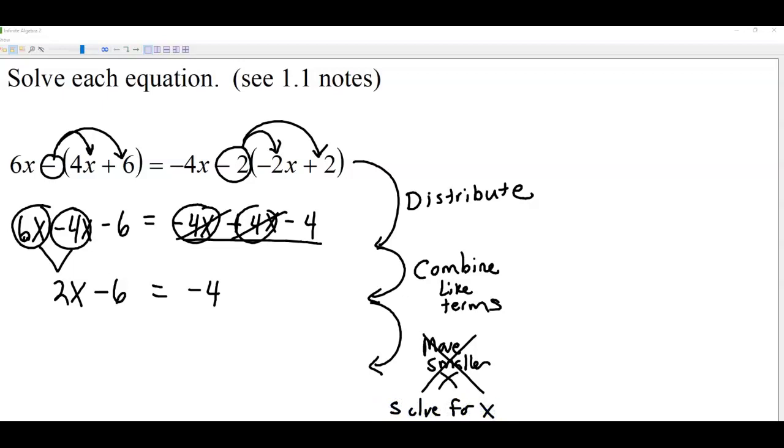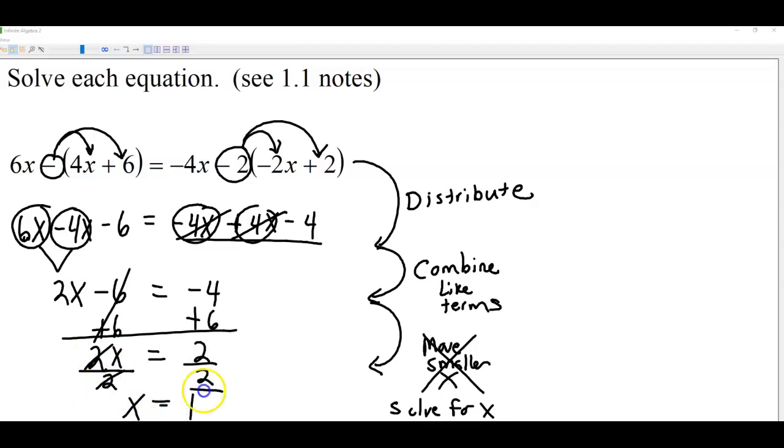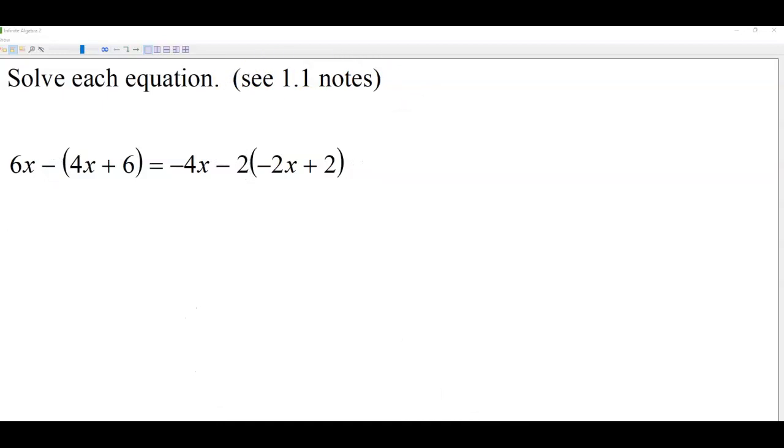So how would I solve for x at this point? I would add 6 on both sides. Now there's only a 2x on the left side. And then I would divide both sides by 2. And my answer is 1. Okay? So that's solving linear equations. You could see more examples and more help if you want in your 1.1 notes. Let's go ahead and move on to number 3.